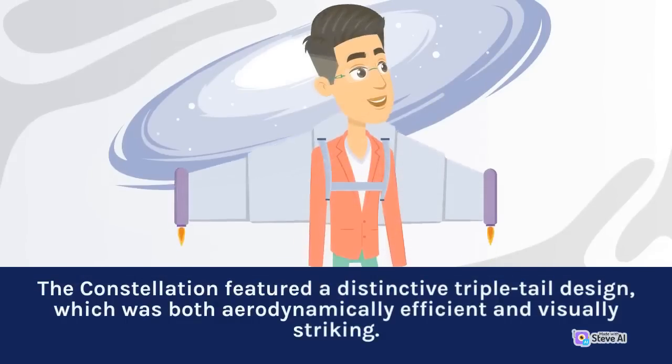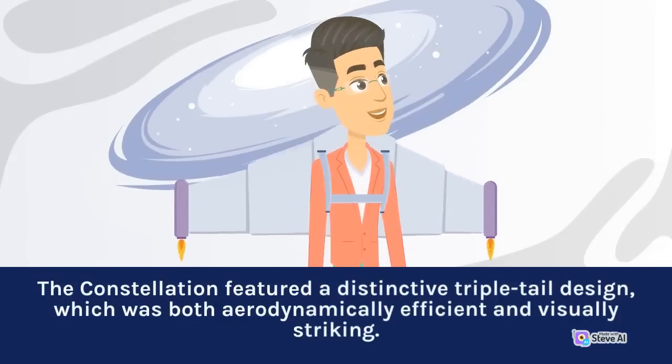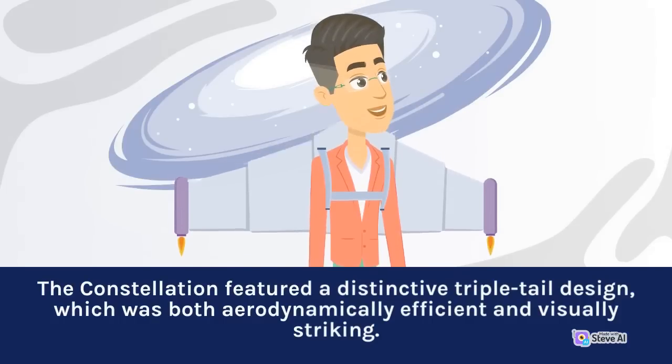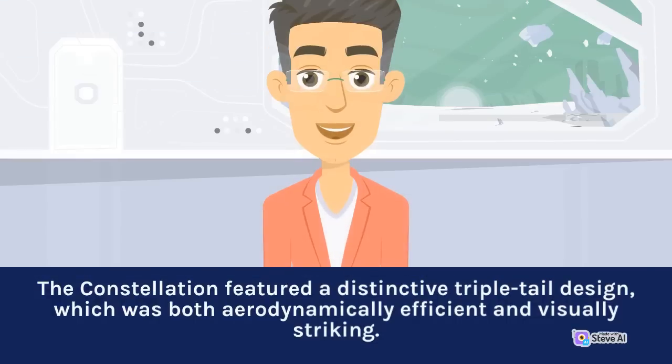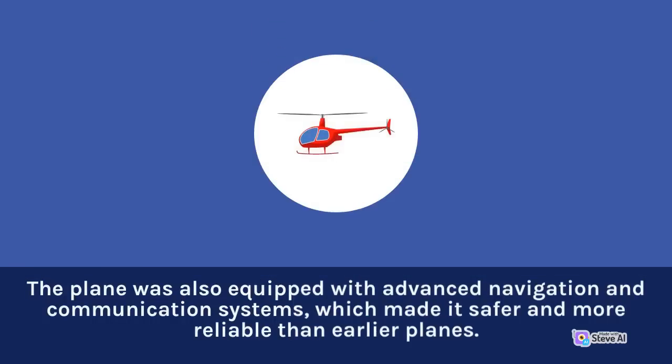The Constellation featured a distinctive triple-tail design, which was both aerodynamically efficient and visually striking. The plane was also equipped with advanced navigation and communication systems, which made it safer and more reliable than earlier planes.